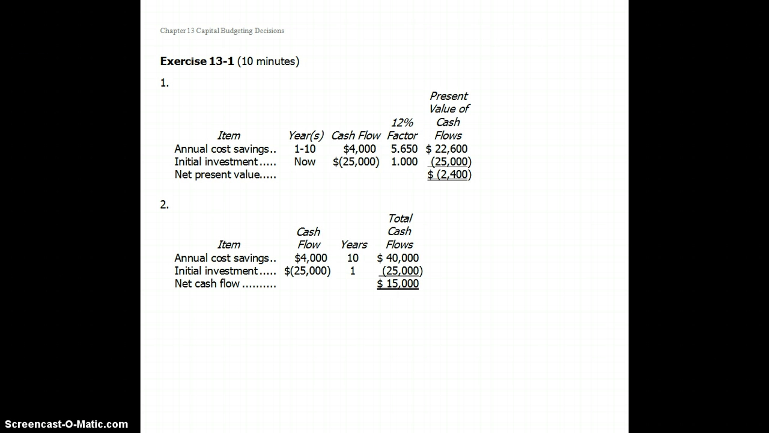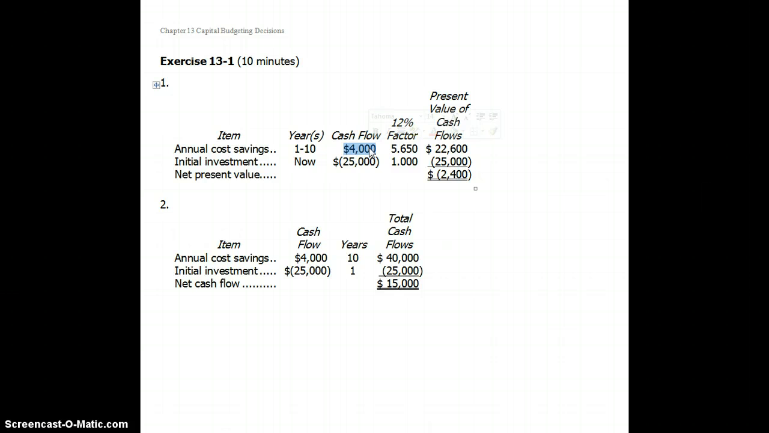By saving cost, that is what we would call a cash inflow, because we're holding on to more cash. So for this annual cost savings, this is an annuity, years 1 through 10. The cash flow per year is $4,000 per year. We need to go to the table on page 630 in the back of chapter 13.